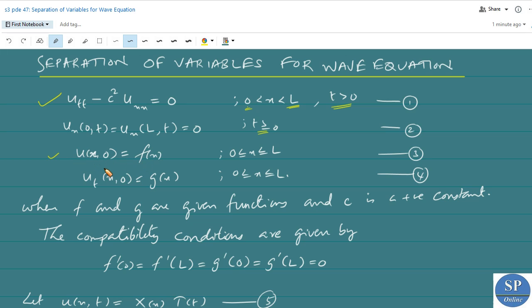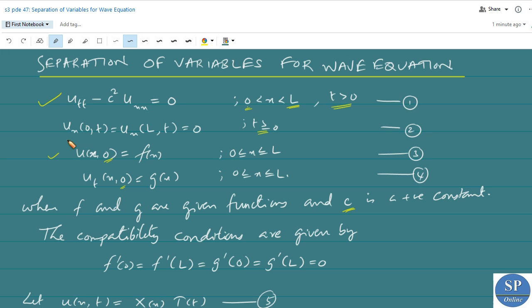u(x,0) equal to f of x. That is when t equals 0, the amplitude of the function u is f of x, and when t equal to 0, then u_t equal to g of x. That is the velocity is g of x initially. So f and g are the given functions which are the initial data, and c is a positive constant.